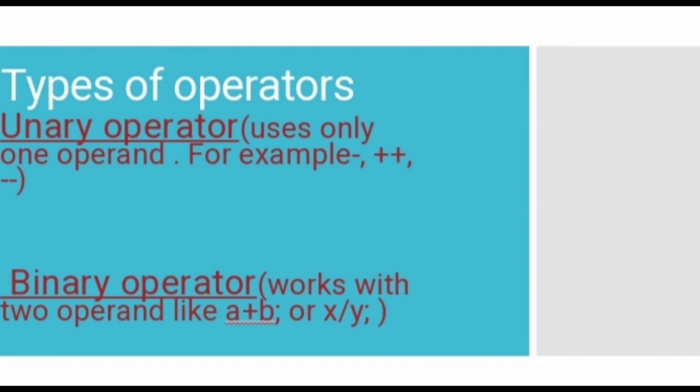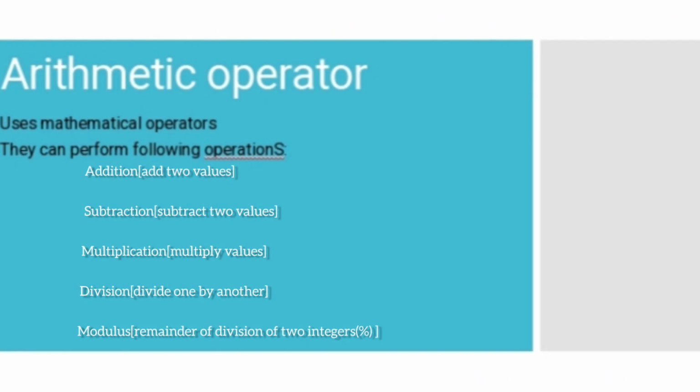And in a binary operator, the word "bi" means two, which means it works with two operands, and the operator can be placed between the two operands. You can see a + b, where a and b are the two operands and one operator, that is plus, is used between them. The next topic that we have here is arithmetic operators.